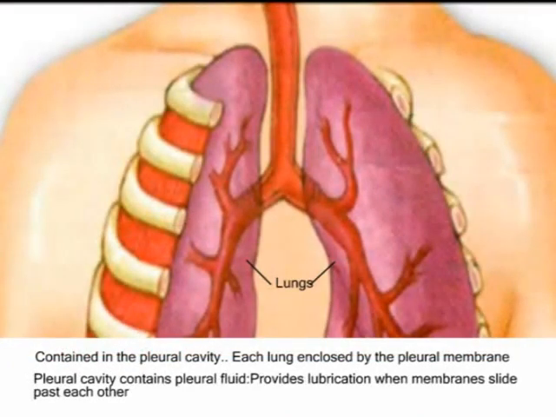Lungs. There are two lungs on either side of the chest cavity. The space where lungs are contained is called the pleural cavity. Each lung is enclosed by membranes called the pleural membrane. The pleural cavity contains the pleural fluid secreted by the pleural membrane. This provides lubrication when membranes slide over each other during breathing movements.